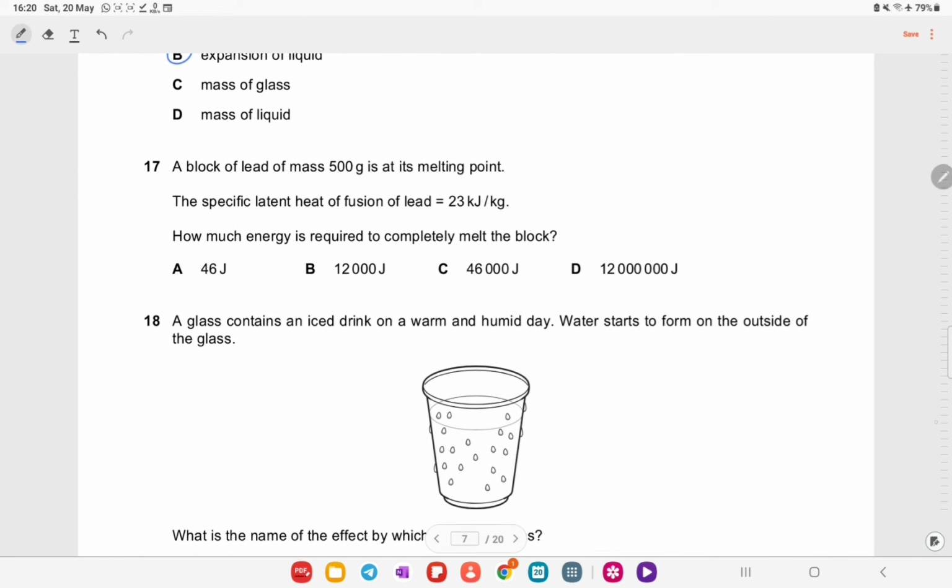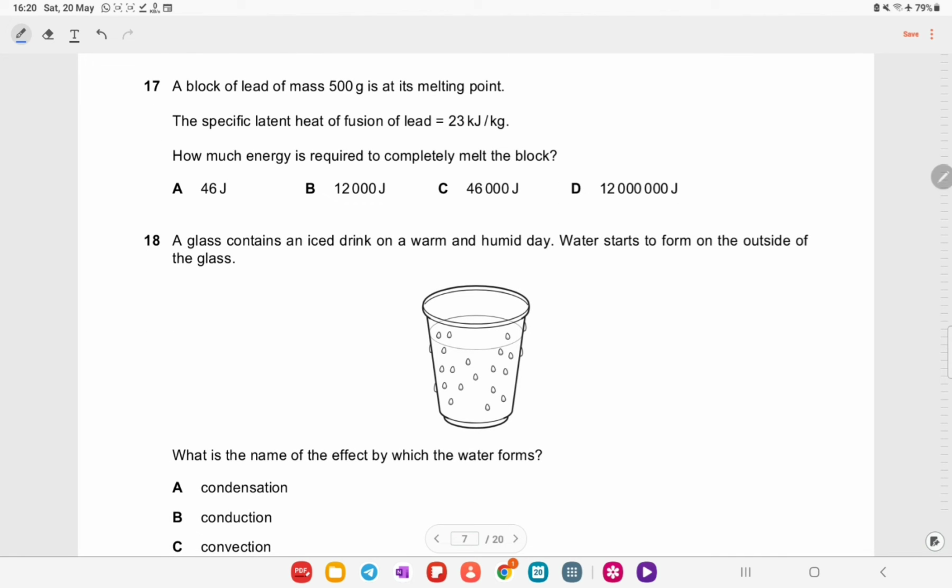A block of lead of mass 500 gram is at its melting point. The specific heat of fusion of lead is 23 kilojoules per kg. How much energy is required to completely melt down the block?